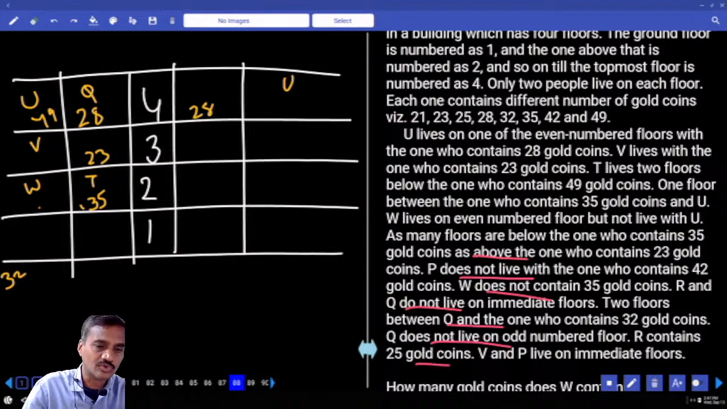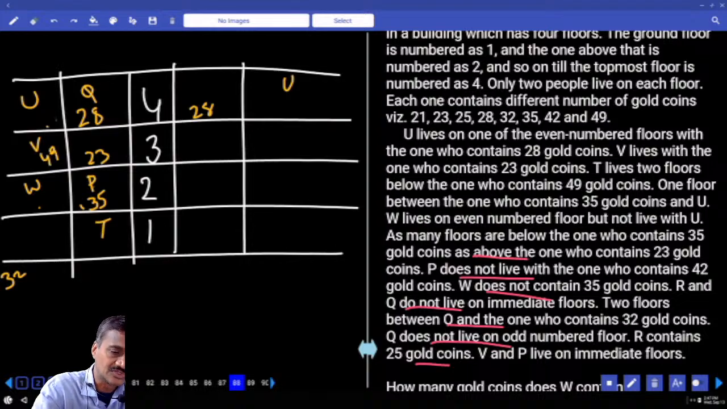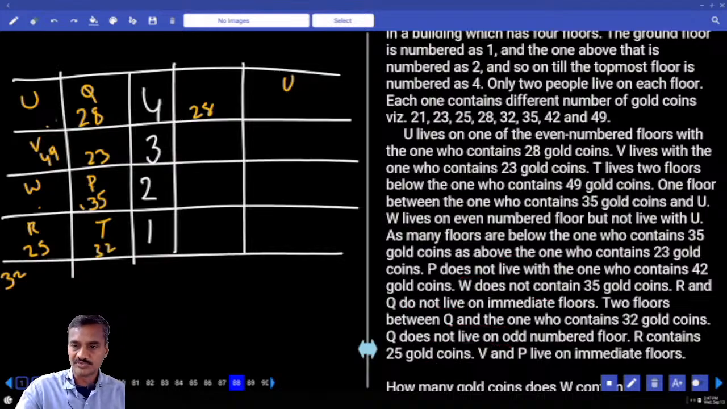R contains 25 gold coins. V and P live on immediate floors, hence T cannot be at this place. Now if P is here, then 49 cannot be here, because between 49 and T there must be exactly 1 floor. Since 49 cannot be here, V is 49, and T is here. We place R with 25, and T with 32. Done? This is the final arrangement we have.